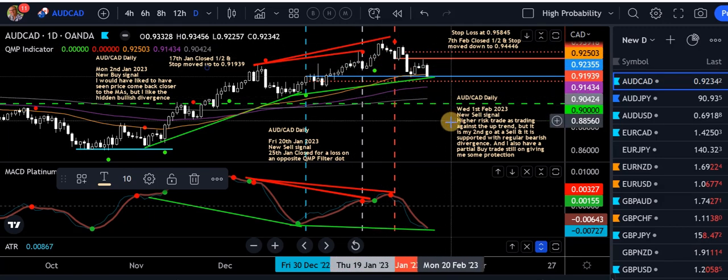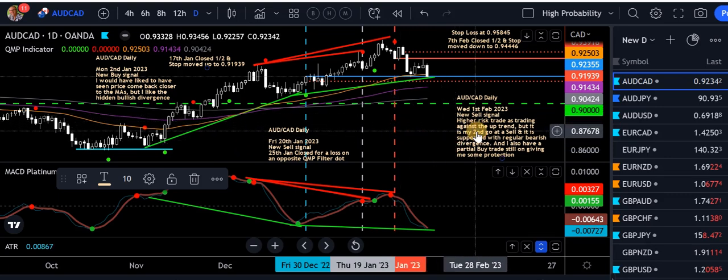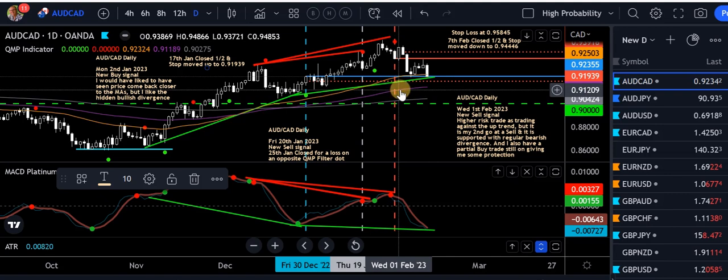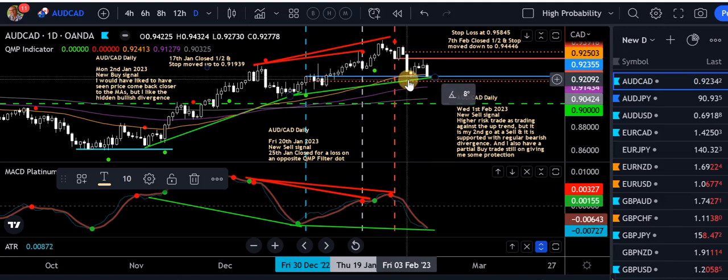Took another sell here. So this is my second go at this sell. You see, second go. MACD Platinum still above the 0 level. Went against me day one. Day two came good. Day three, bang, nice. So what have I done?